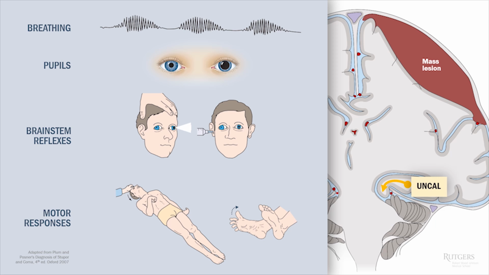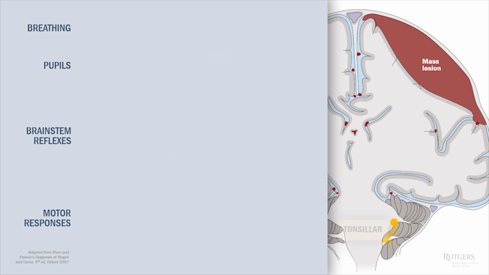So why do we spend so much time identifying central and uncal herniation syndromes? These are the herniation stages where you can still intervene with reasonable success. If you miss this window, herniation can progress to the more serious tonsillar phase. Breathing becomes apneustic with long respiratory pauses, or ataxic, which is very irregular.